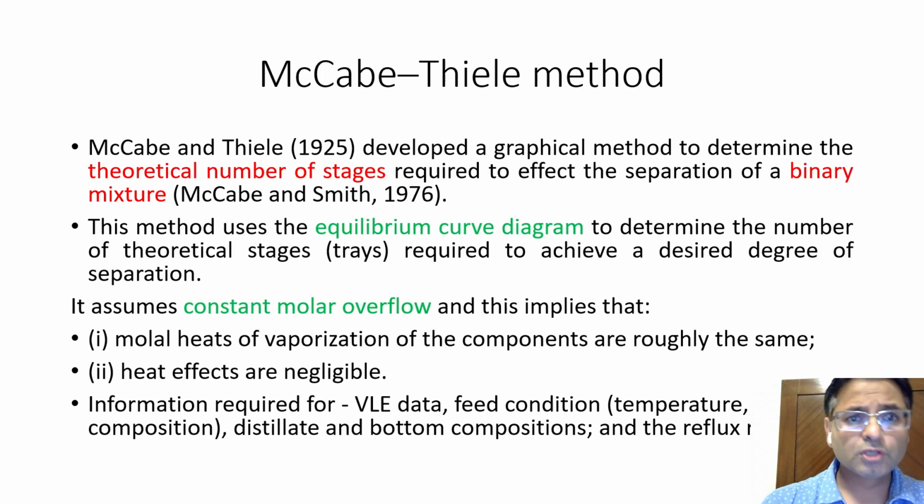These two books are references for this distillation. The McCabe-Thiele method was developed in 1925, and it is a graphical method to determine the theoretical number of stages required to effect the separation of a binary mixture, like McCabe and Smith 1976. This method uses the equilibrium curve diagram to determine the number of theoretical stages required to achieve a desired degree of separation. It assumes constant molar overflow, which implies that the molar heats of vaporization of the components are the same, and heat effects are negligible.